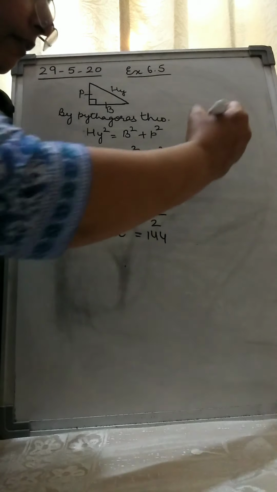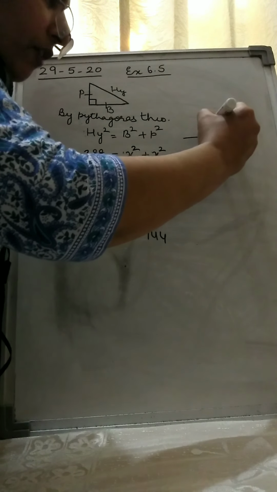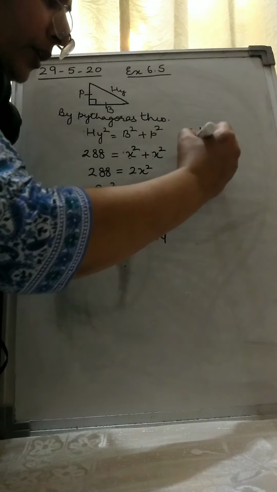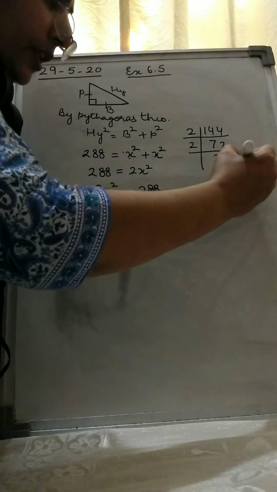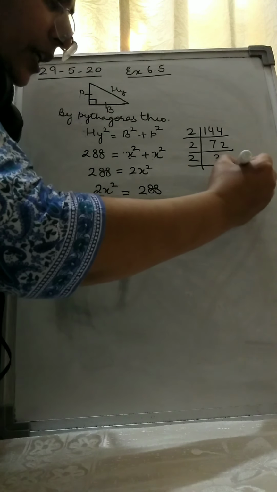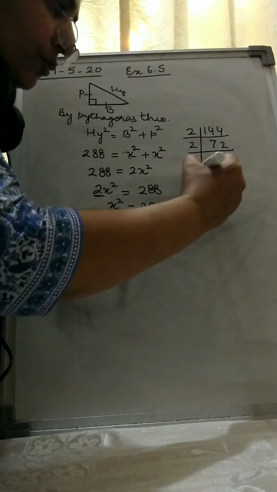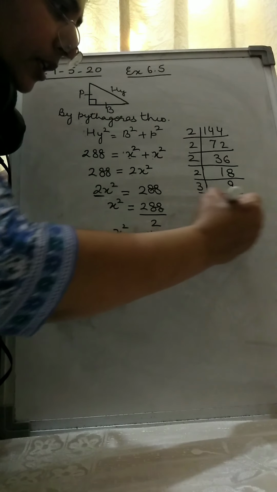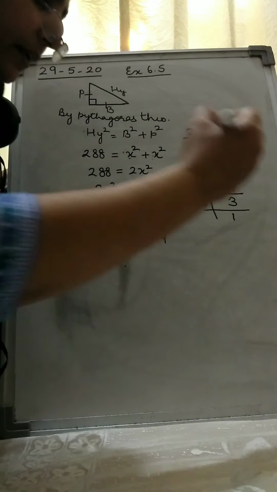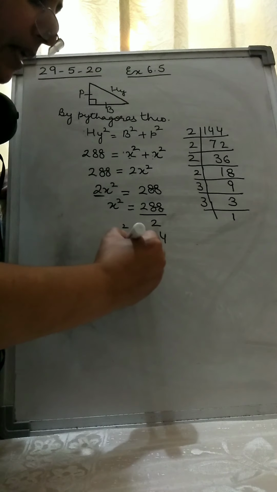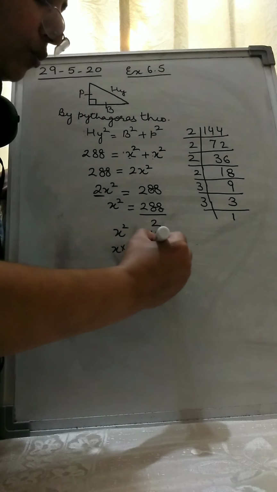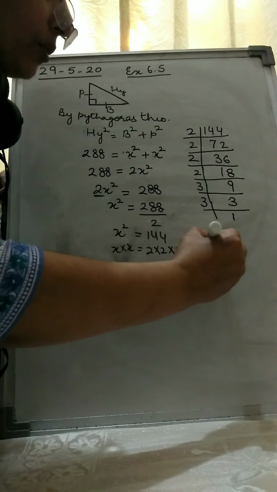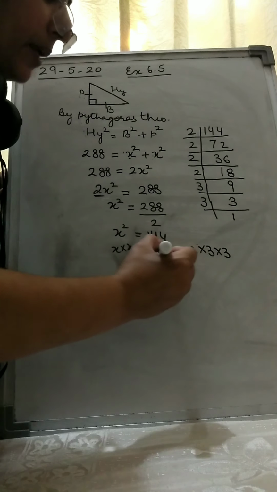Now write the prime factors for 144. 2, 72, 2, 2, 36, 2, 18, 2, 9, 3, 3, 3, 1. So x multiplied by x is equal to 2 multiplied by 2 multiplied by 2 multiplied by 2 multiplied by 3 multiplied by 3.